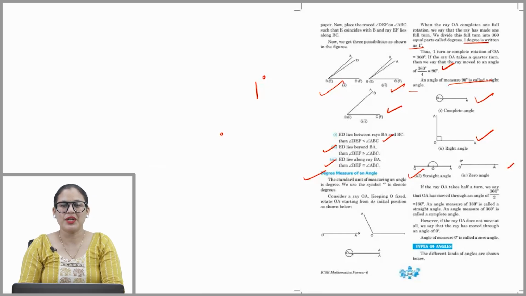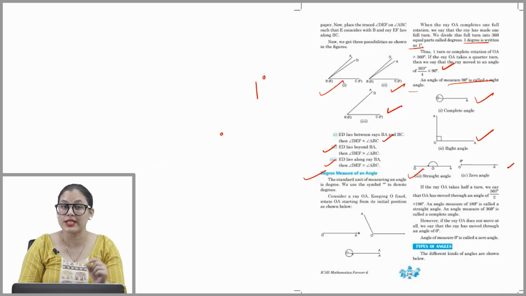Okay. So if the ray OA takes half a turn, we say that OA has moved through an angle of 360 degrees divided by 2, that is 180. An angle measure of 180 is called a straight angle. An angle measure of 360 degrees is called a complete angle. However, if the ray OA doesn't move at all, we say that the ray has moved through an angle of 0 degrees. That means an angle of measure 0 degrees is called a 0 angle.